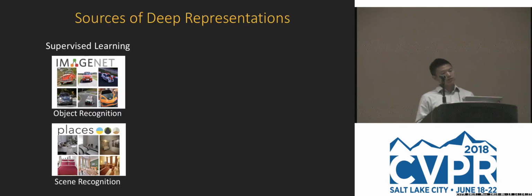So the first thing is, how can we get deep representations? People train networks on ImageNet or Places with supervised learning. We can get a deep representation from supervised learning: a network trained on ImageNet for object classification, or a network trained on Places for scene recognition.